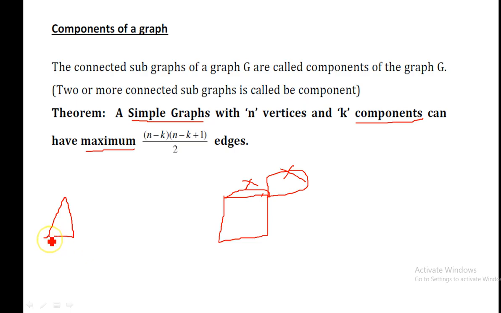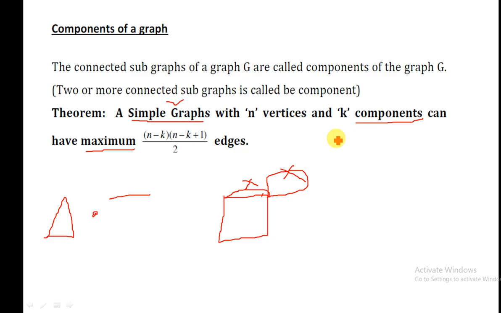So if I draw one graph, it is nothing but a simple graph. If I draw a dot, it is a simple graph. If I draw a line, it is a simple graph. So all these things are simple graphs. When we say it is not a simple graph, it has a loop or parallel edges. So the first definition is clear, what is a simple graph.